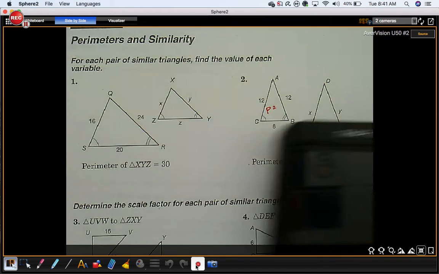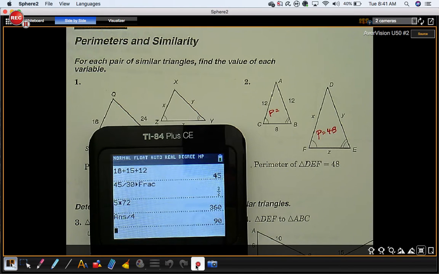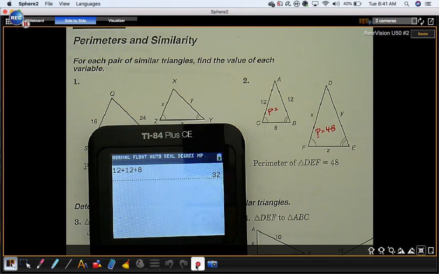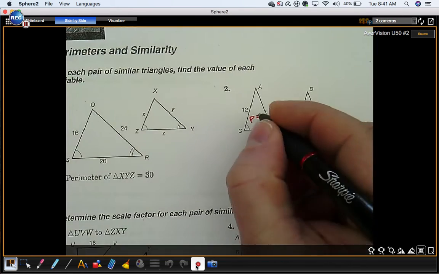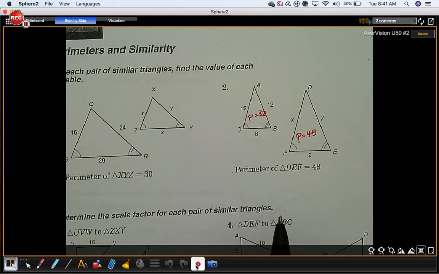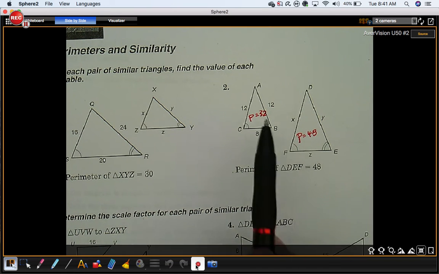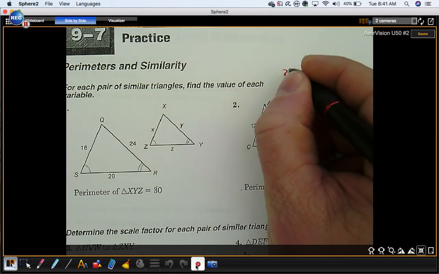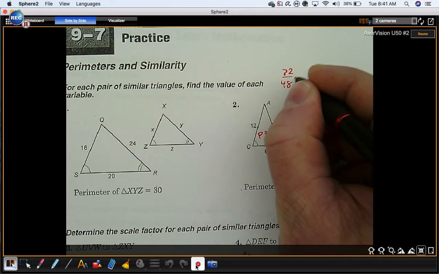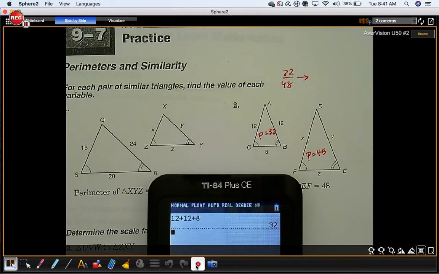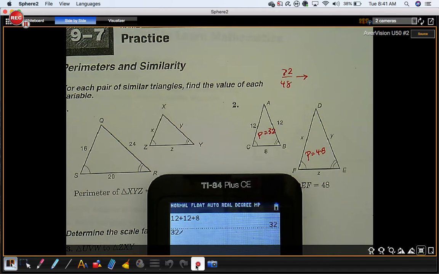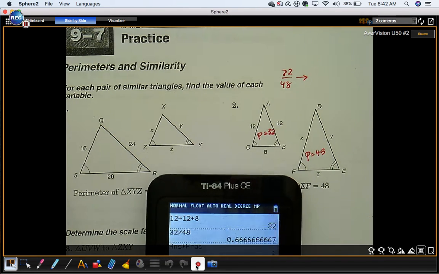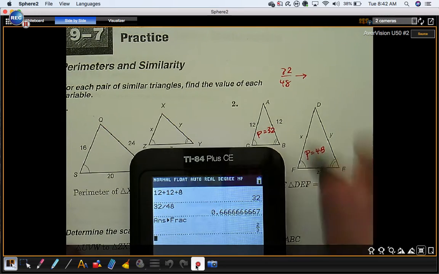12 plus 12 plus 8. Remember, perimeters just add up the sides. Plus the perimeter of that guy's 32. Your scale factor is going to be the same as the ratio of the perimeters. So 32 compared with 48. That's your scale factor. It's 2/3.